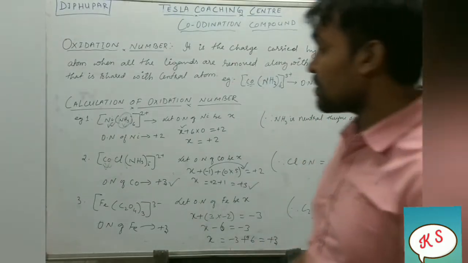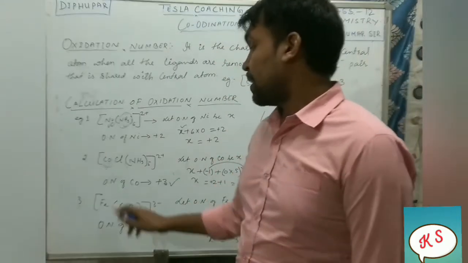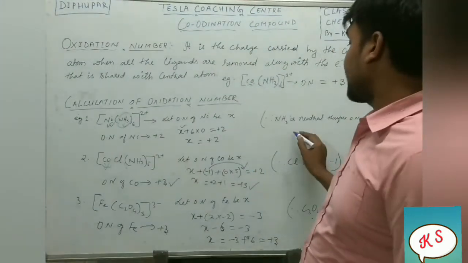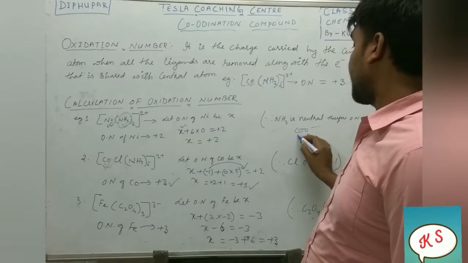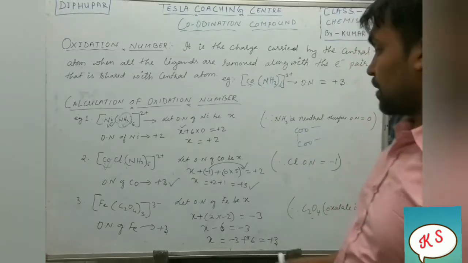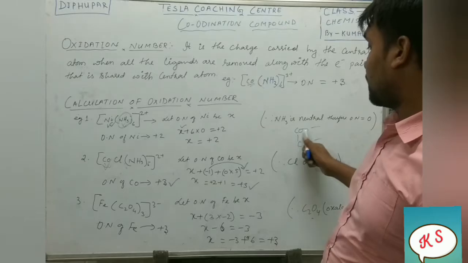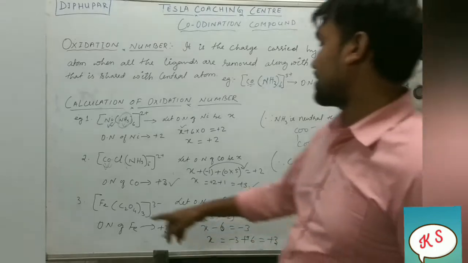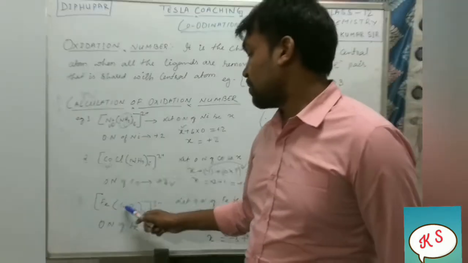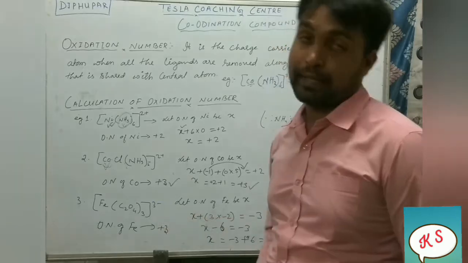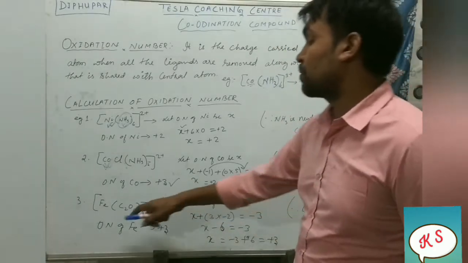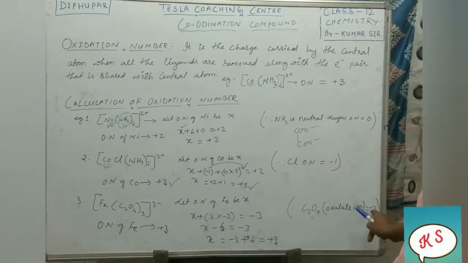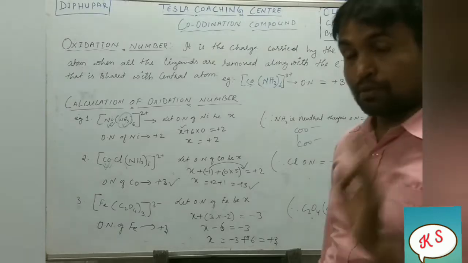Okay. Next, third example, FeC2O4. This C2O4 is nothing but the oxalate ion. It is like this: COO negative, COO negative. Okay or not? 2 carbons, 4 oxygens. So we are writing it in short as C2O4. So this is nothing but the oxalate ion. So Fe(C2O4)3 with 3 negative charge. First of all, you should know the oxidation number of C2O4. So I have given here that the oxidation number of C2O4, that is the oxalate ion, is minus 2. These points you should remember.